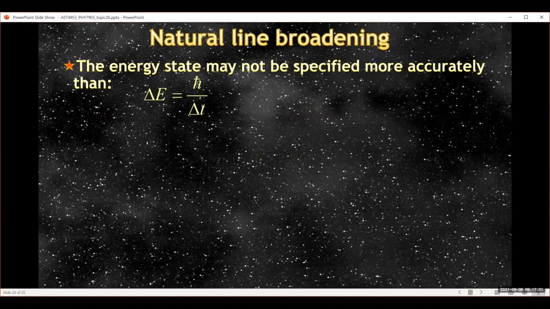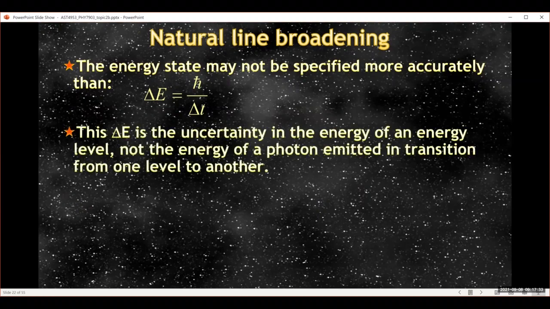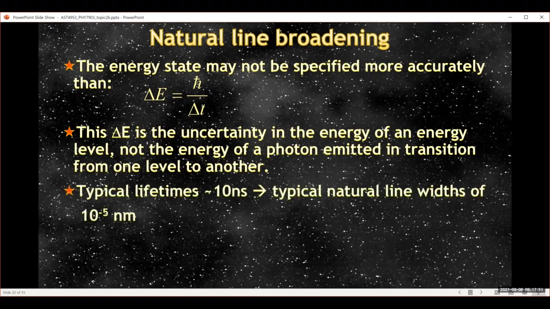I just said the energy may not be stated to better than this. And again, this delta E is the uncertainty in the energy. It's not the same delta E as when you have an electron that jumps from one energy level to another, and that's a difference in energy. It's not that. This is the uncertainty in the energy of the two energy levels.